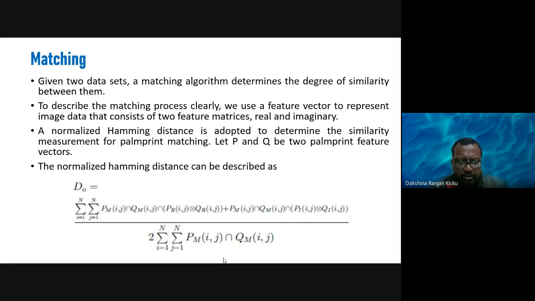Okay, so this mask can be represented by PM of i comma j, which is compared with QM of i comma j. These two quantities represent the masks obtained from the reference template and the query template. Okay, and we apply the AND operator between these two masks, and this resultant mask will also be compared with the real part of the features, and it is also compared with the imaginary part of the features.